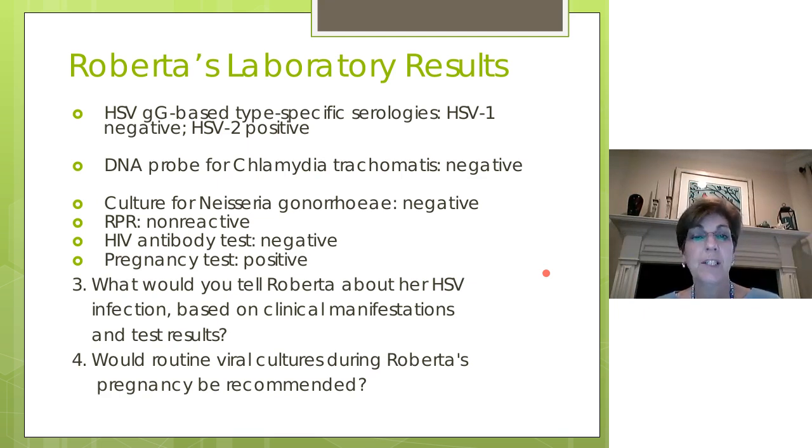So she's been exposed to herpes. She tests positive for antibodies, but she's not having any active lesions. Would routine viral cultures during her pregnancy be recommended? Would you just culture her every few weeks if she's not having any symptoms? No, because you already know she's been exposed to HSV2. So you know she's positive for that. And cultures really are not very accurate unless you have an active lesion. And once they start to heal, viral cultures are really difficult to get.